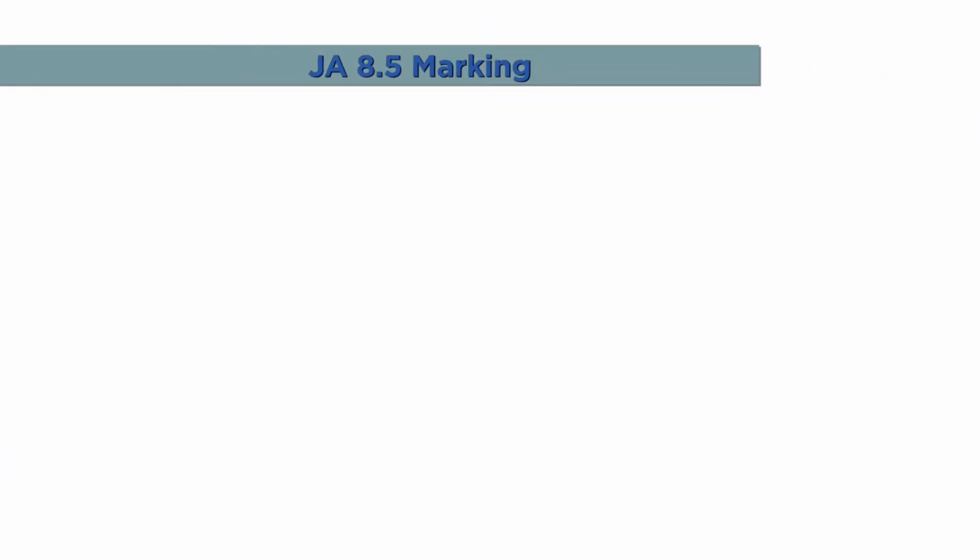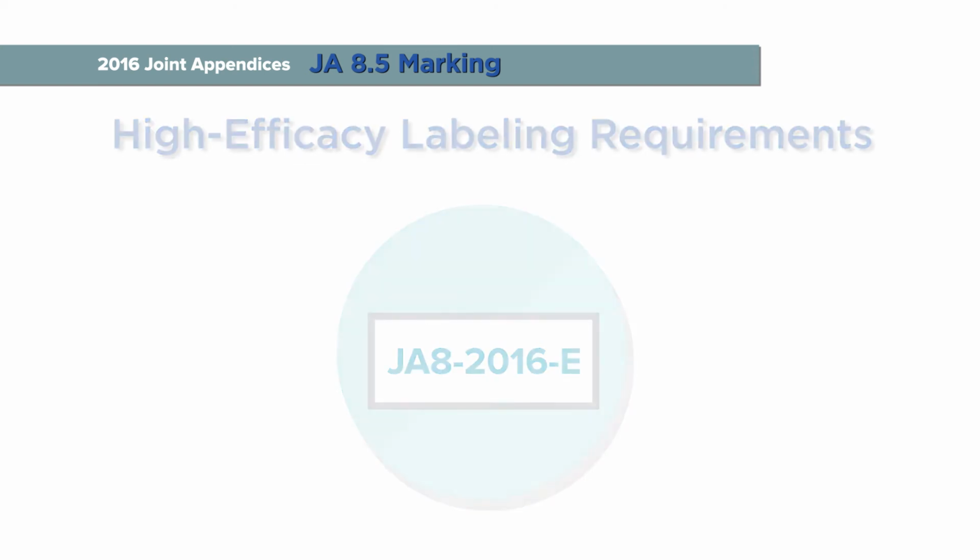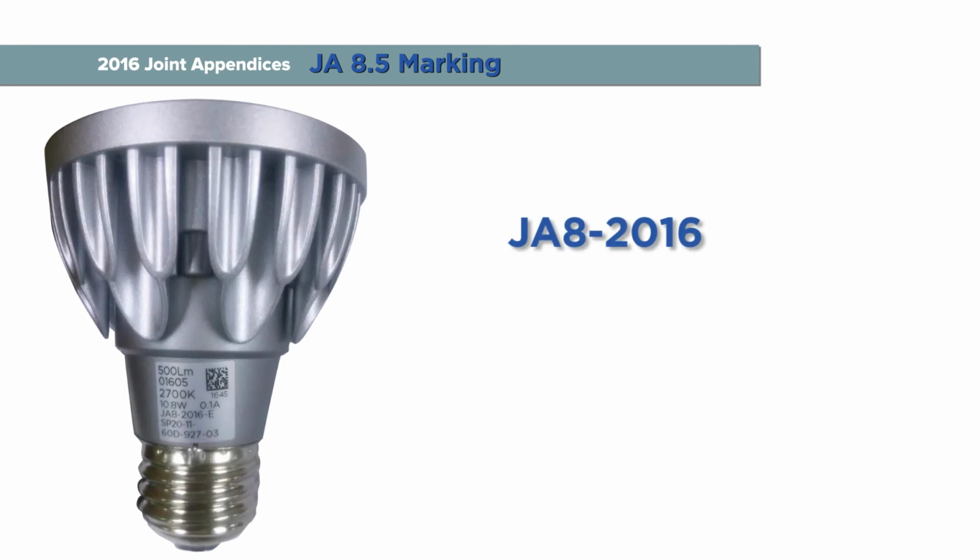In addition to these requirements, JA8 compliant products must also follow labeling requirements to help enforcement agencies, contractors, and consumers easily identify high-efficacy products. These products will either be marked as JA8-2016 or JA8-2016-E. JA8-2016 means the product is in compliance with the general JA8 criteria. JA8-2016-E labeling means that the light source has also passed the elevated temperature life test.